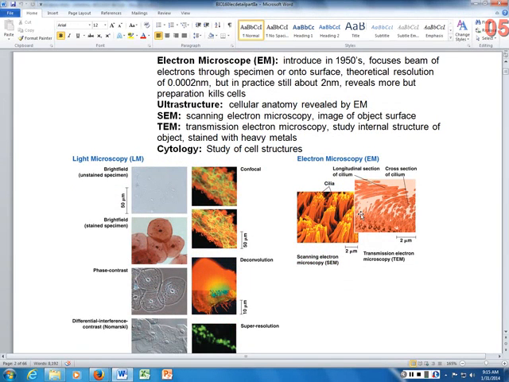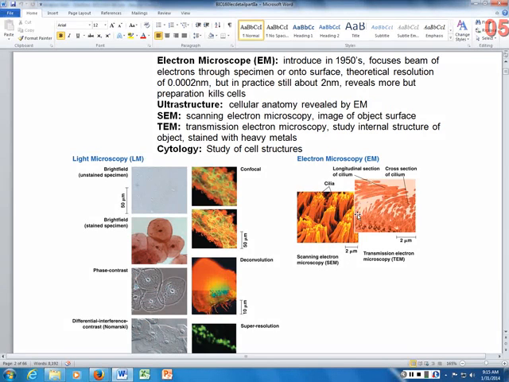The electron microscope was introduced in the 50s, and it focuses electron beams onto the surface, or it can go through the specimen. In theory, you could have a resolution of 0.0002 nanometers, but in reality it is still only about 2 nanometers. But that's a lot better than 200 nanometers.